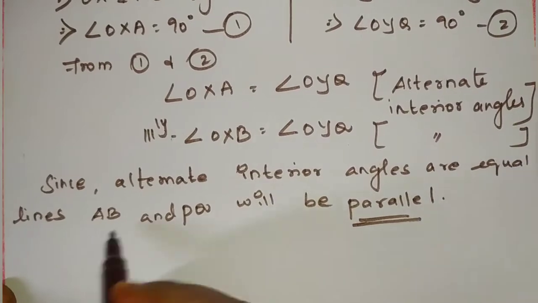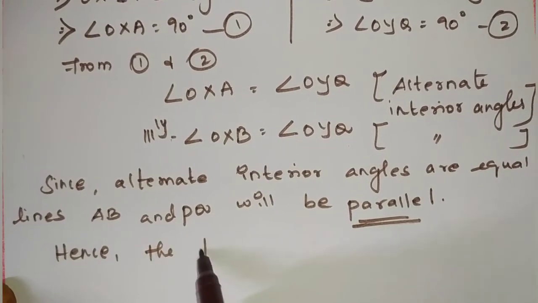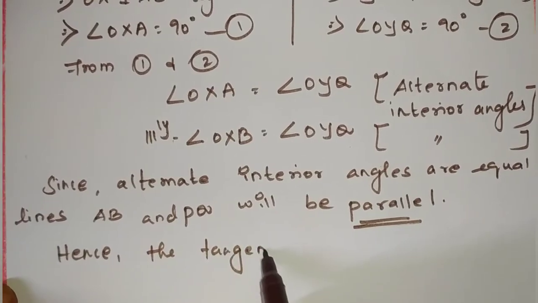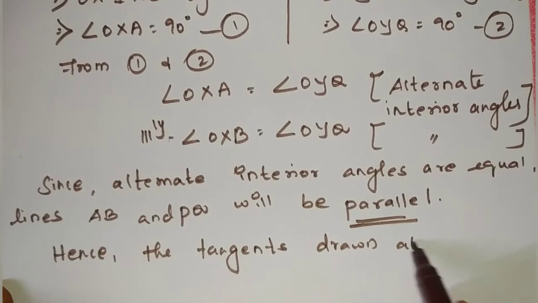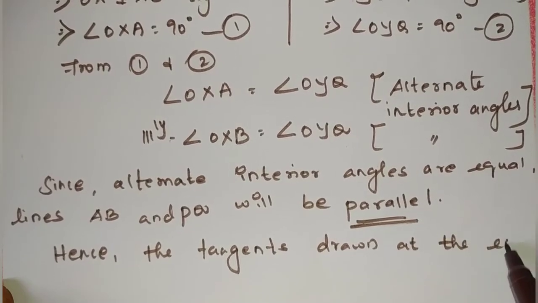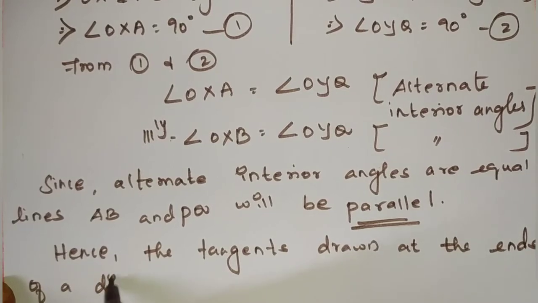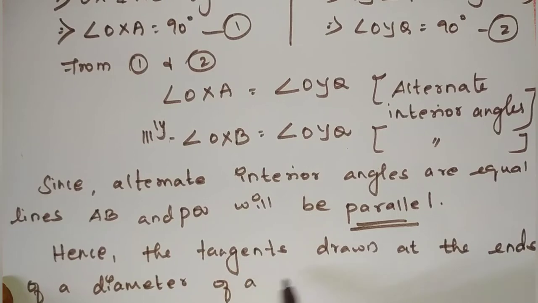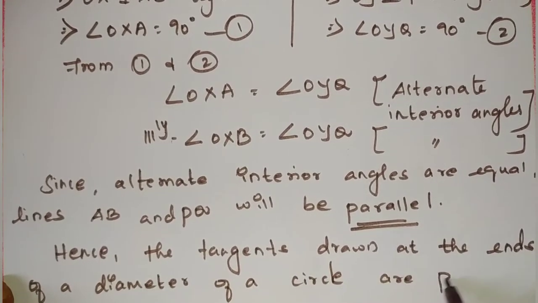Okay. Next, hence we proved that the tangents drawn at the ends of a diameter of a circle are parallel.